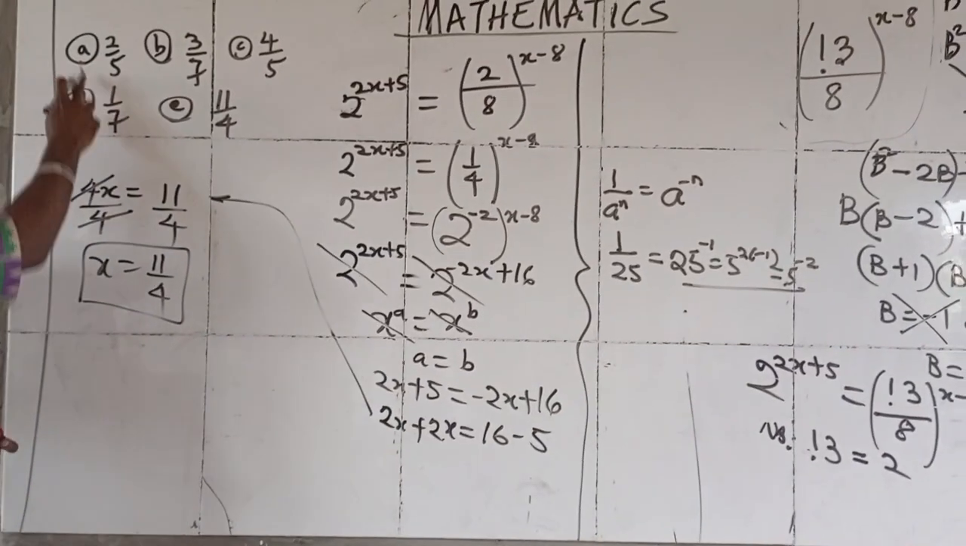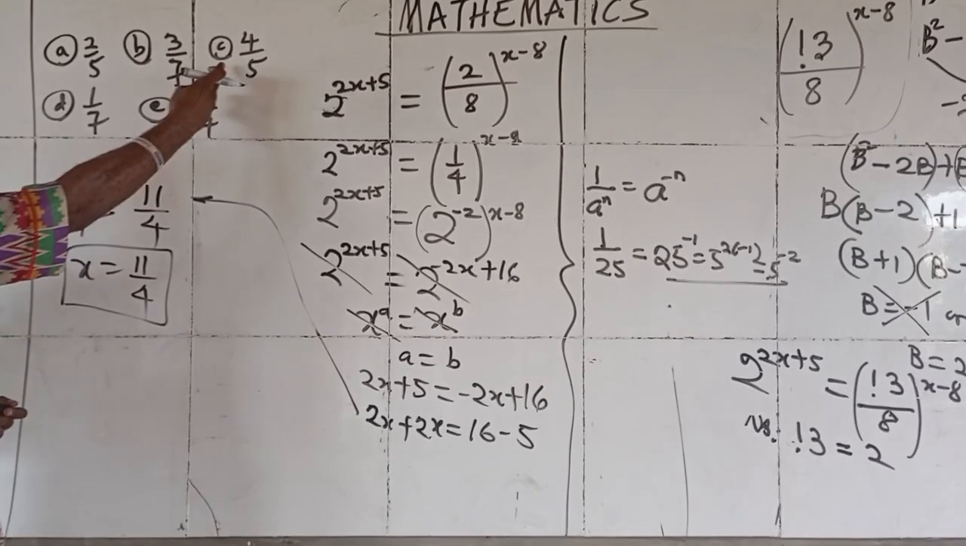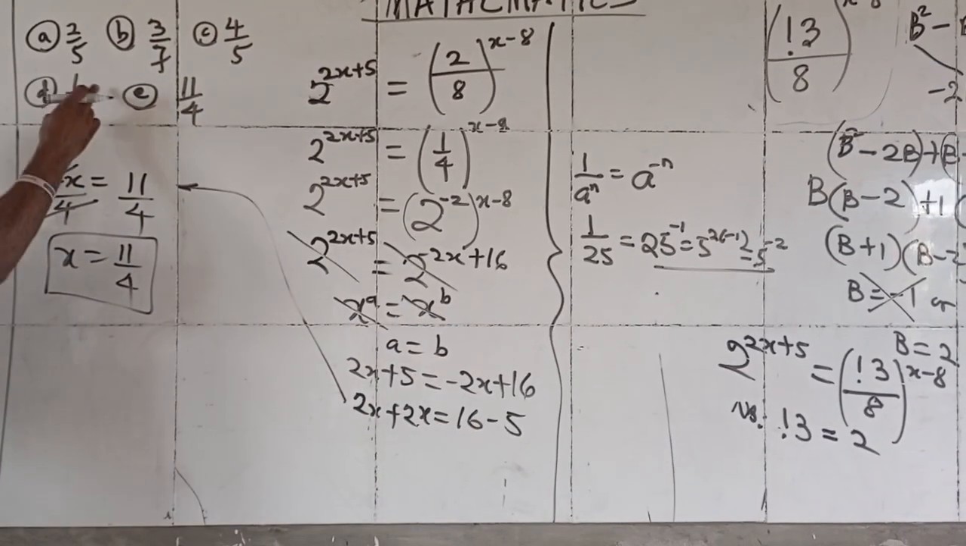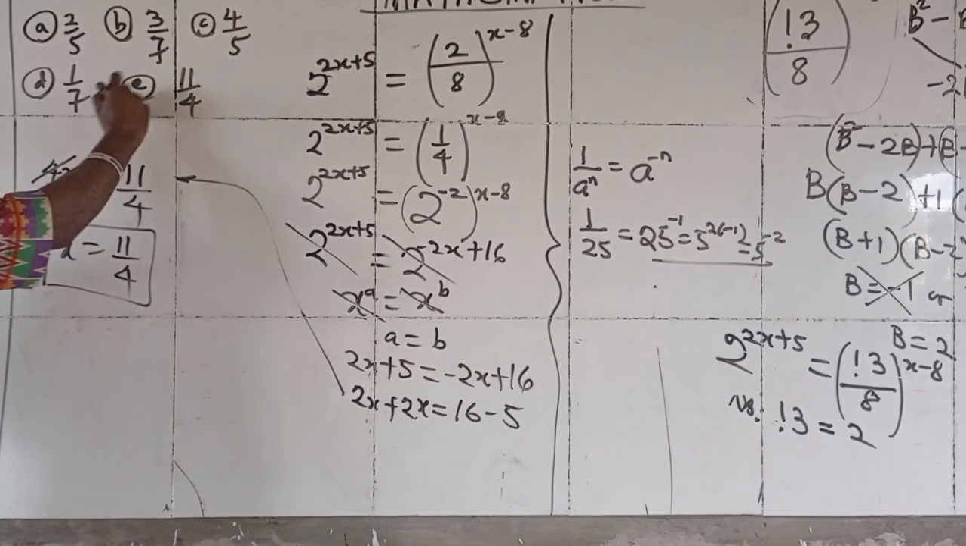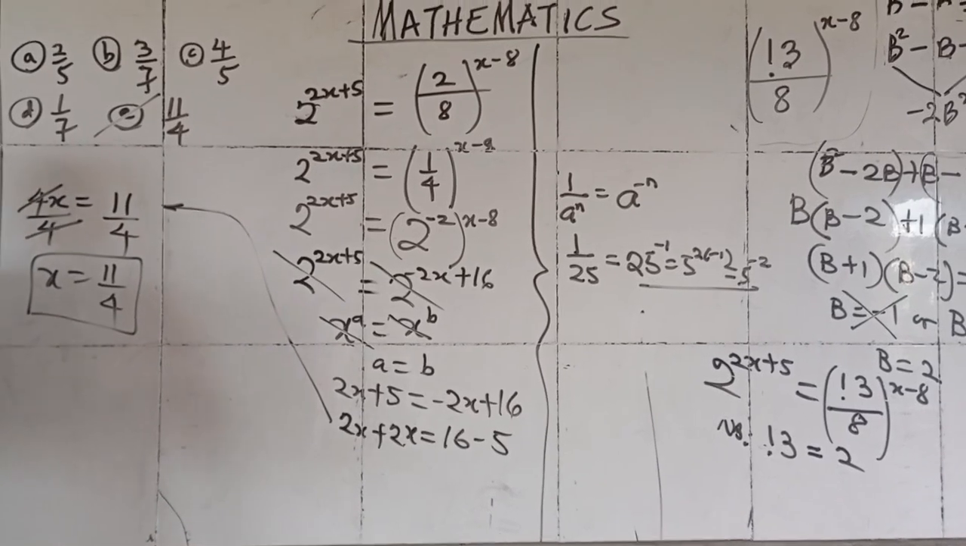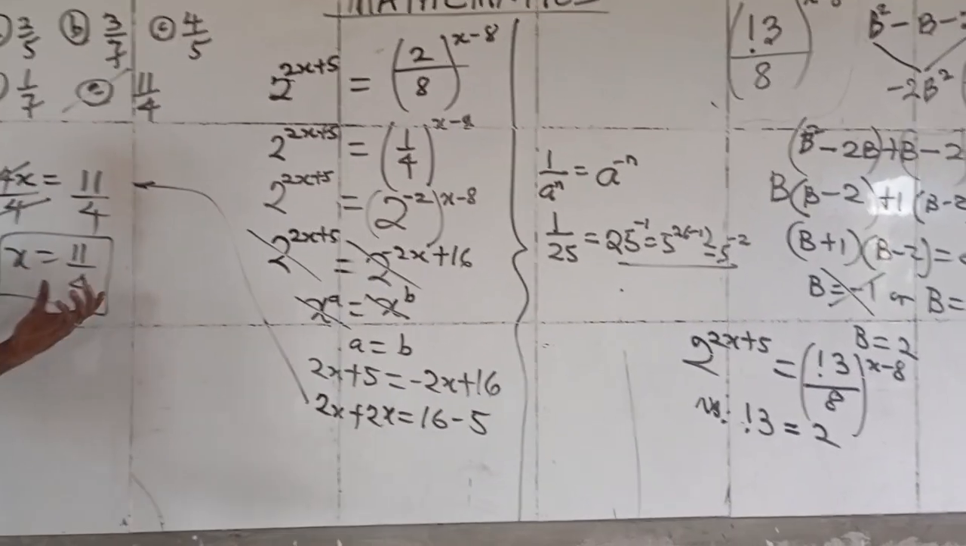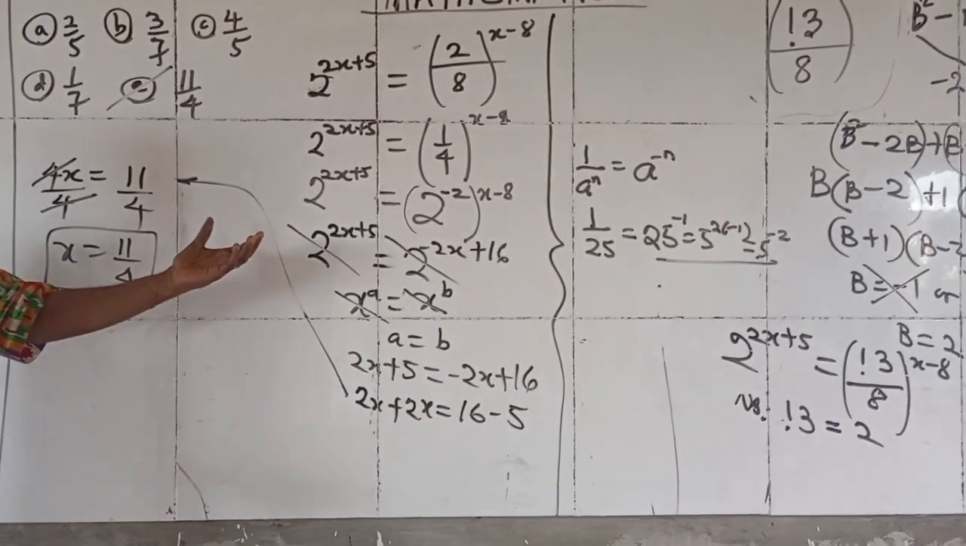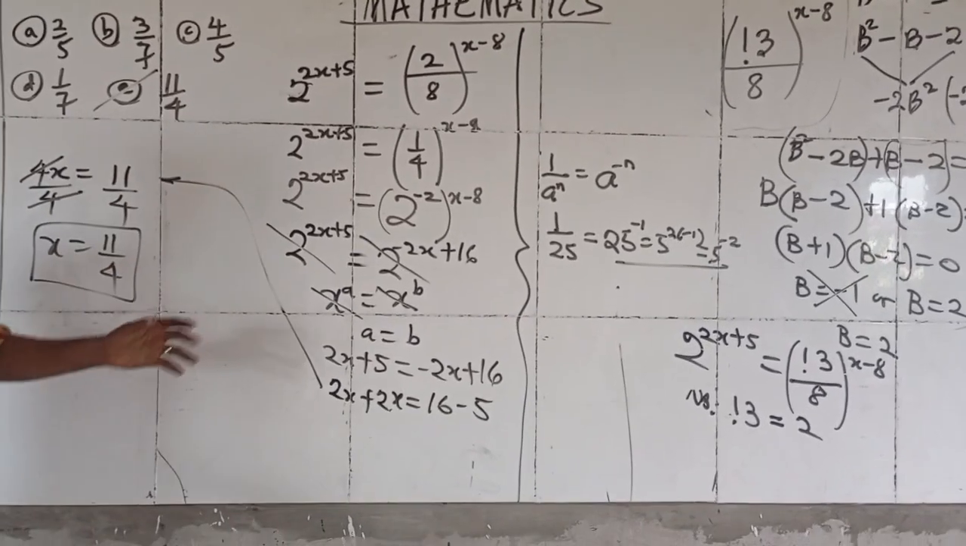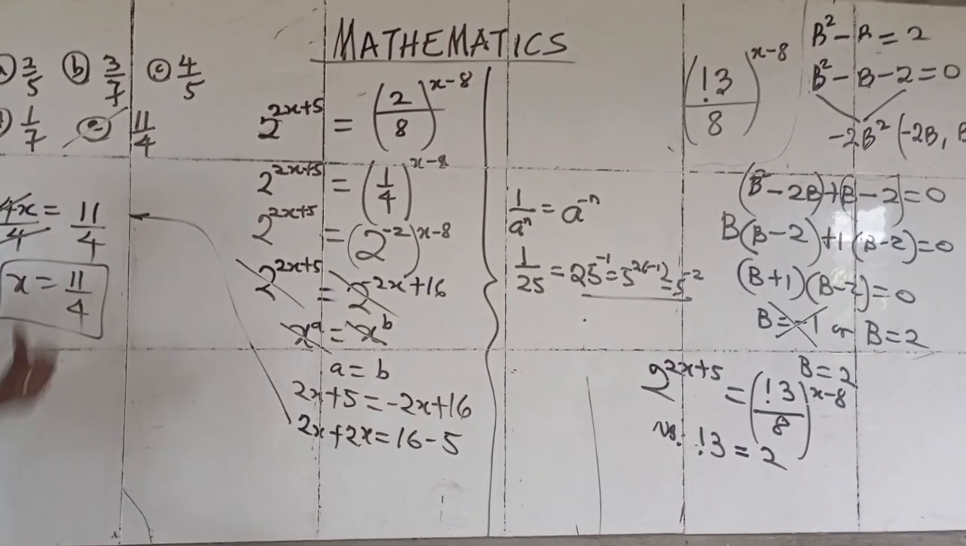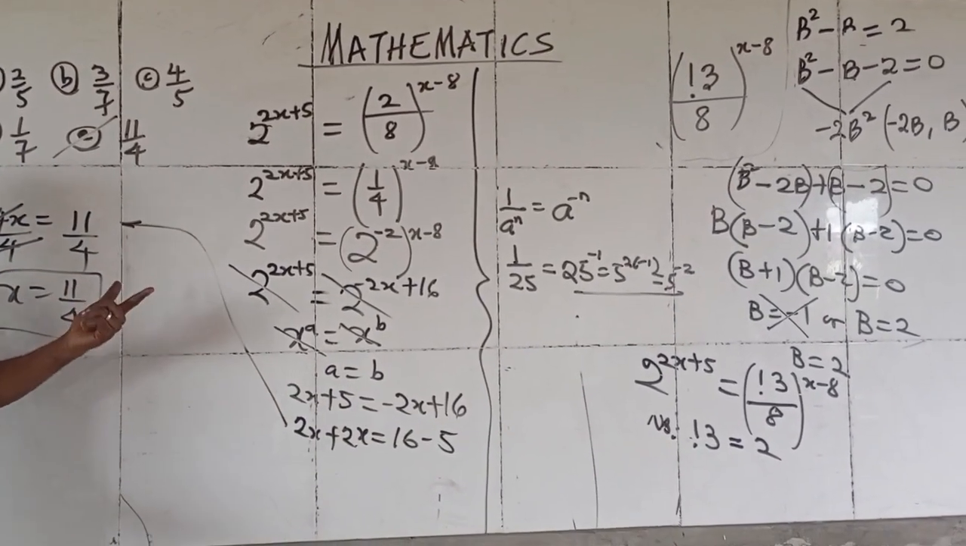Option A, 2 over 5. Option B, 3 over 7. Option C, 4 over 5. Option D, 1 over 7. Option E, 11 over 4. Thank you, viewers at home. We have seen how this question has been solved from beginning to end. This is the answer for this question.